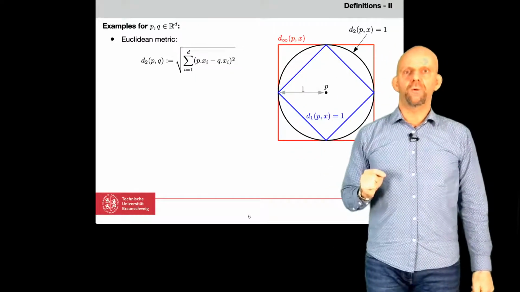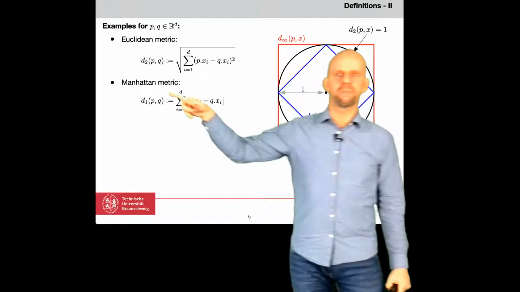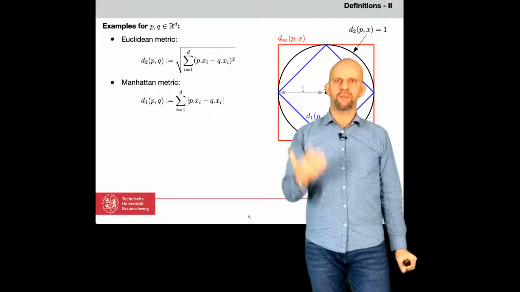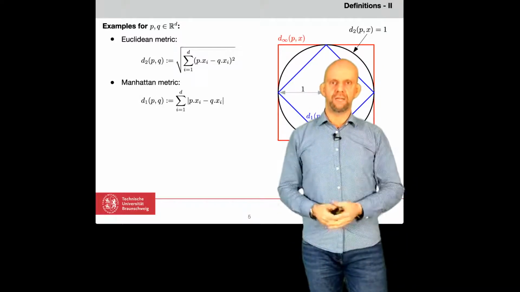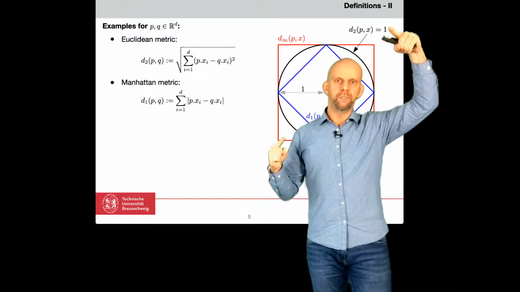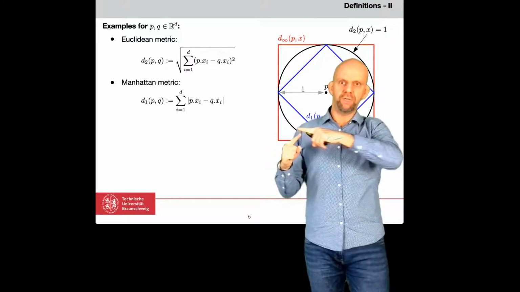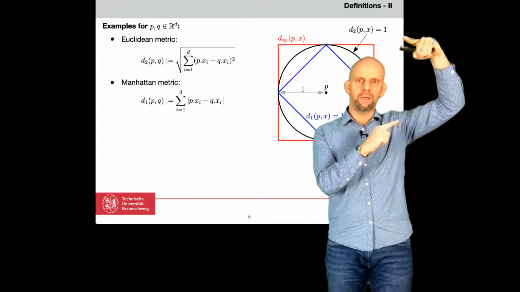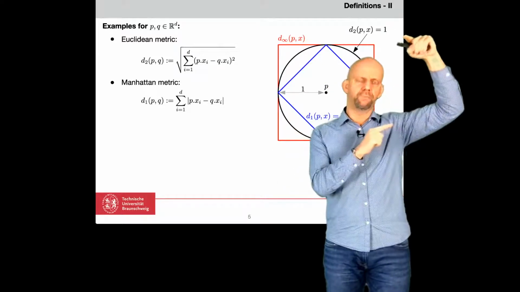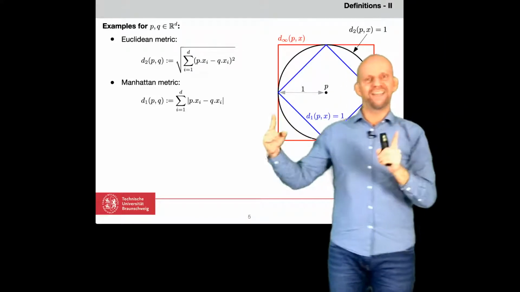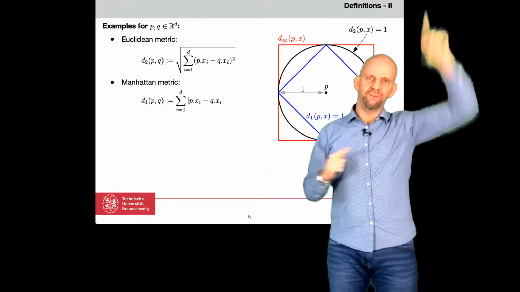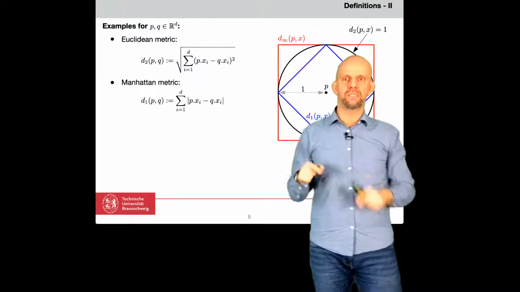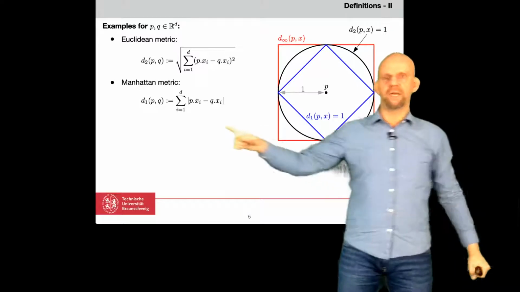Now that's not the only way, because here's a second one, the Manhattan metric. It's called that because when you move in Manhattan from x to y, you go along avenues and streets. So you have a sum of the y distance and the x distance. You need to cover the y distance and you need to cover the x distance, and the sum of that is called the Manhattan metric.